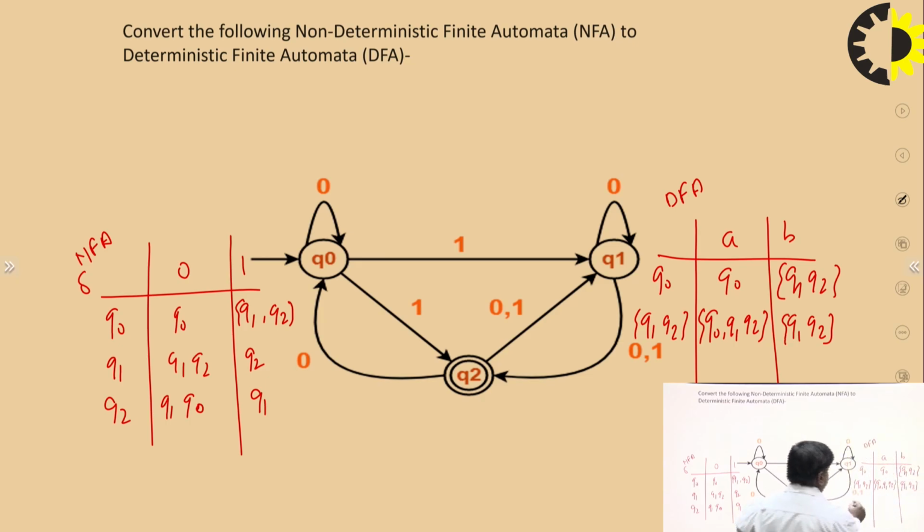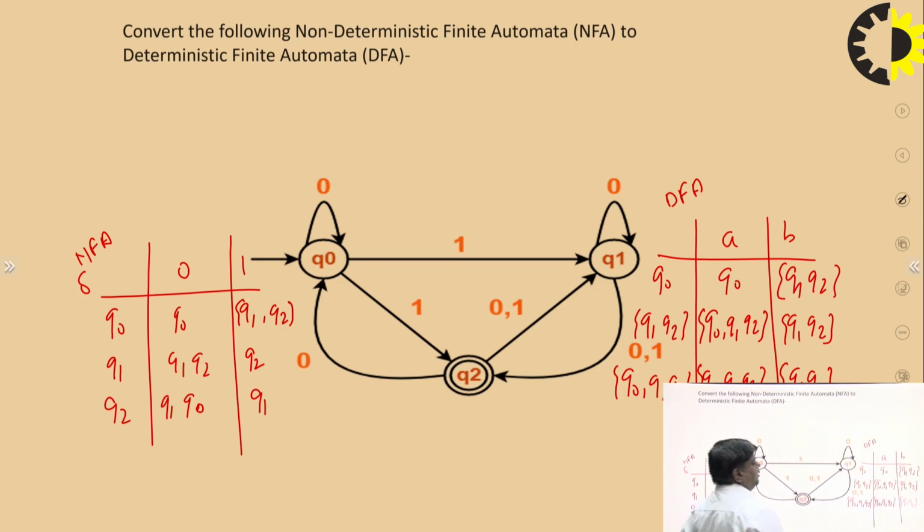That is {q0, q1, q2}, and from the transition on 1, that is {q1, q2}. No new state is generated. Now the DFA is complete.